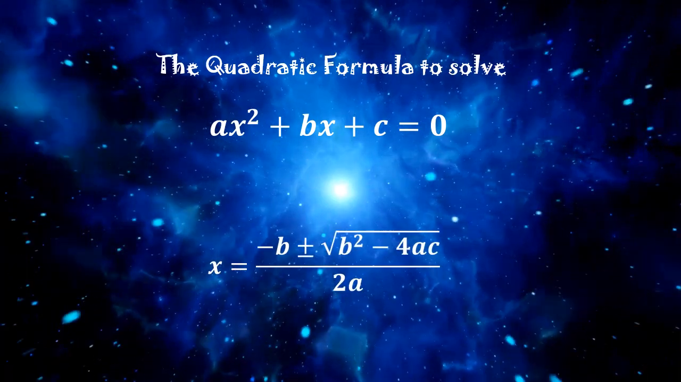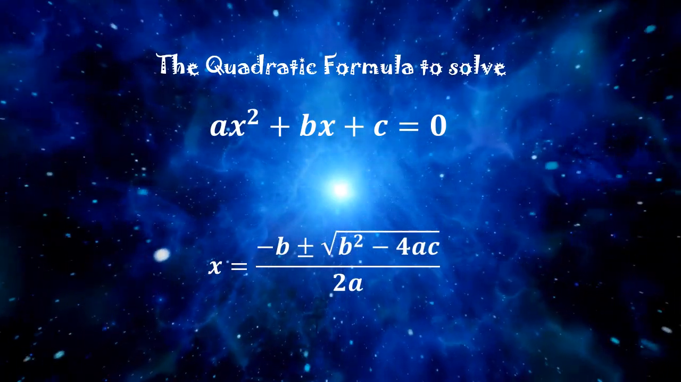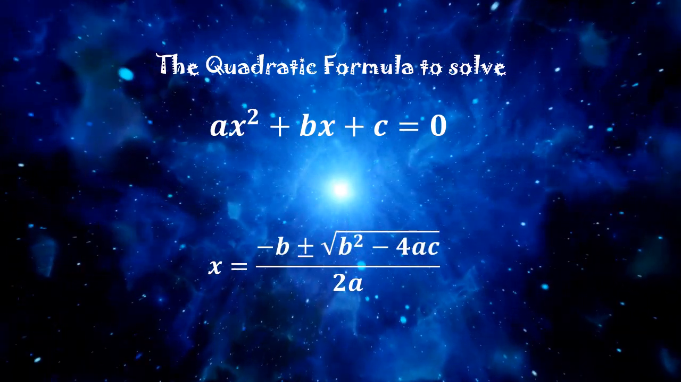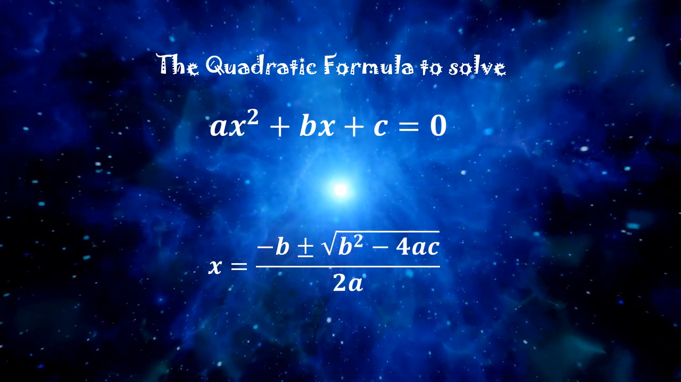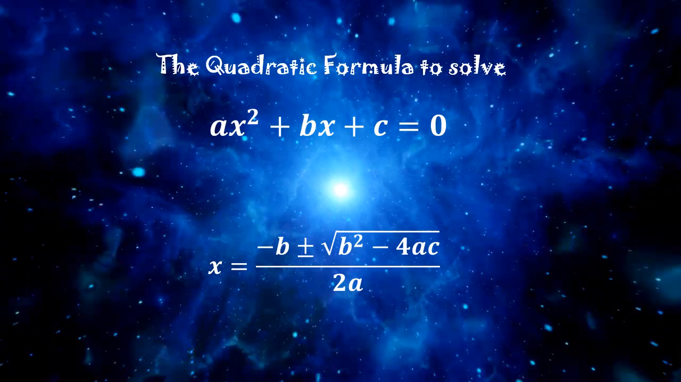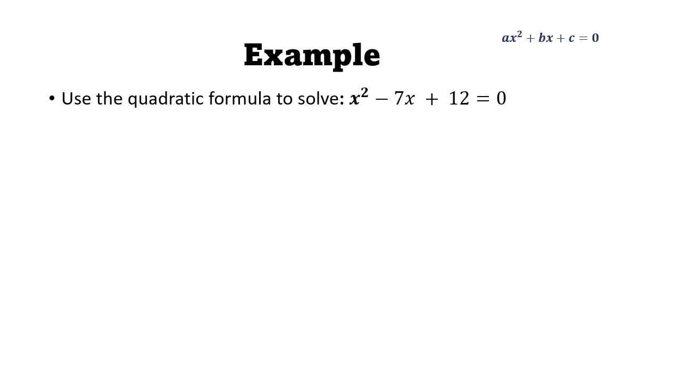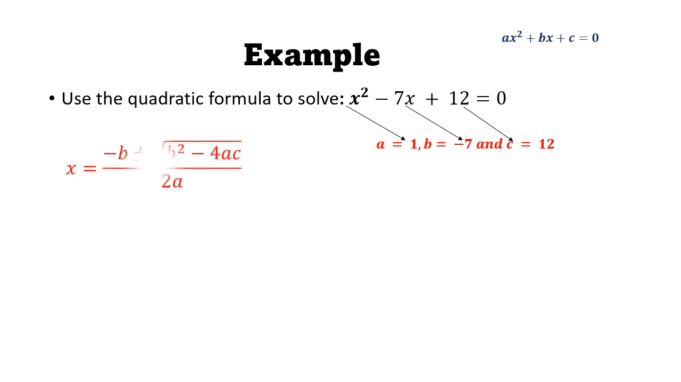Now the last technique is the quadratic formula. So first I have to pull my A, B, C. So A is 1, B is negative 7, and C is 12. Now we're going to plug them in the formula and simplify.